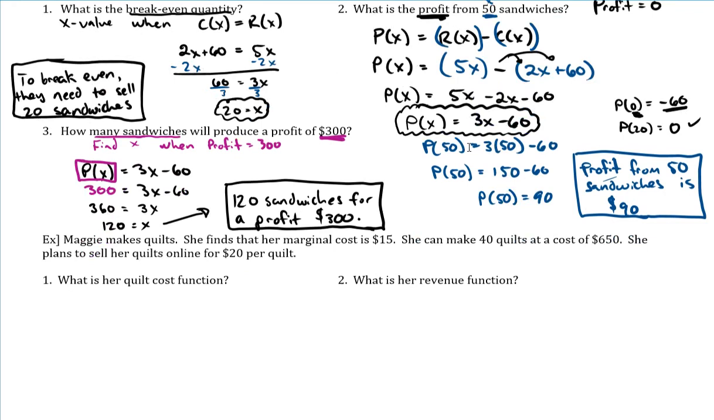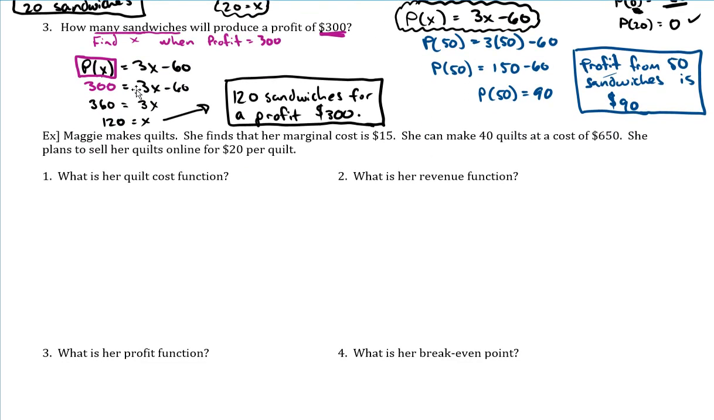All right, let's check out one other problem here where it talks about Maggie. Maggie makes quilts. She finds that her marginal cost is $15, and it says that she can make 40 quilts at a cost of $650. She plans to sell her quilts online for $20 per quilt.